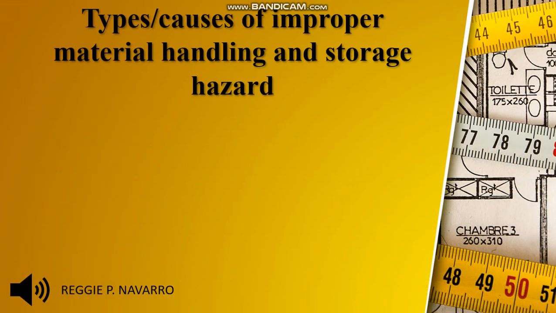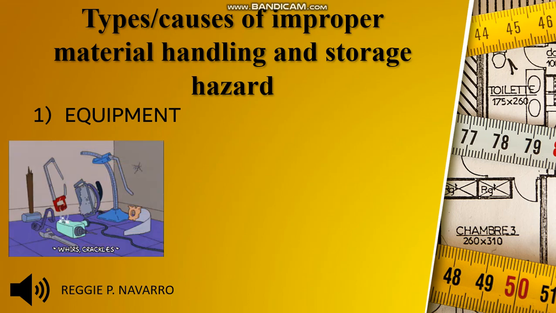Improper material handling and storage hazards have different types or causes. The first major type or cause is equipment. Based on the picture, equipment could lead to hazards because equipment that is not working properly or is broken could lead to injuries or death. That is why workers should inspect and perform safety checks on material handling equipment before each use to ensure the equipment is in proper working order and is appropriate for the material being handled, because broken equipment could lead to cuts or bruises.